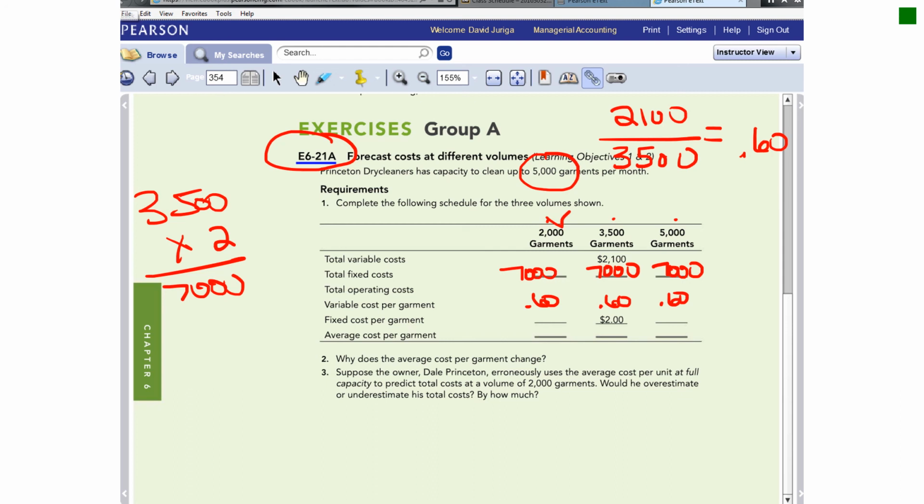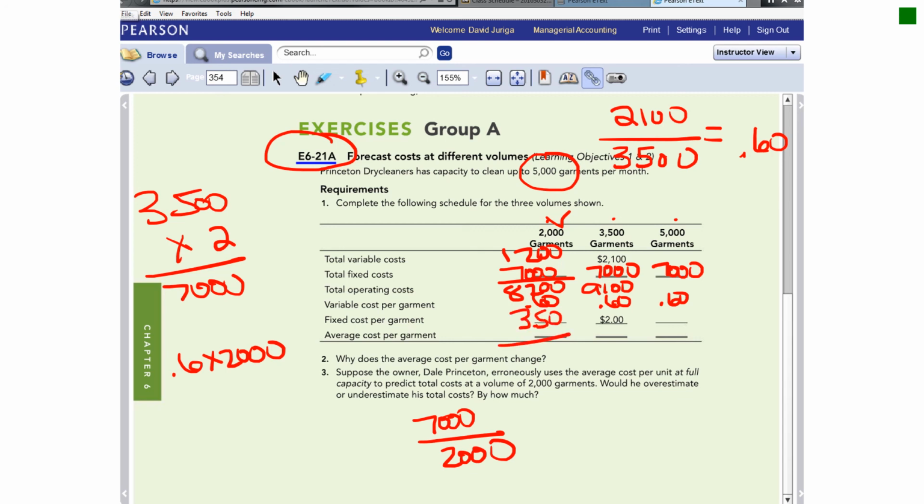Now let's go back to the 2,000 volume and figure out our total variable. We've got 60 cents per unit. You just take the 60 cents and multiply that by the 2,000. That's going to give you 1,200. 1,200 plus 7,000 is 8,200. There's your total cost. And let's go ahead and total this one, that was going to be 9,100 on that second one. To get the fixed cost per garment, you take that same fixed cost and divide that by the 2,000, and of course that's going to give you $3.50. You add that up, you get $4.10 as your average.